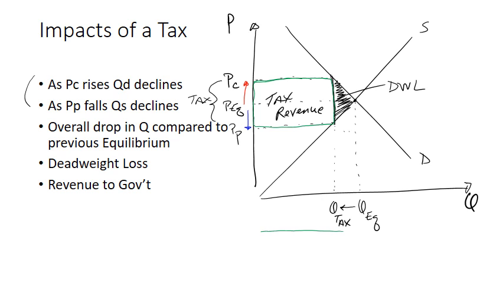So we've got a couple of things that we've figured out here. Taxes are going to cause an overall drop in quantity, and that's going to lead to some inefficiencies. There will be natural deadweight loss that's associated with any tax. Now, of course, the upside is that this generates revenue for the government to take care of public goods, any other sorts of things that are necessary for the government to deal with.